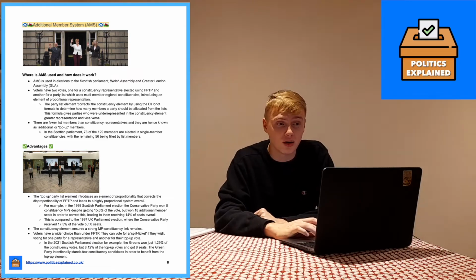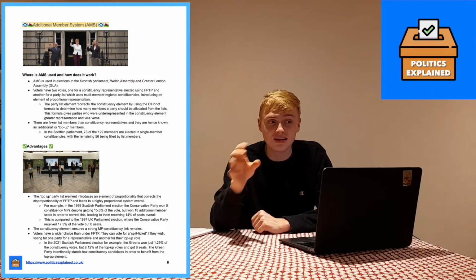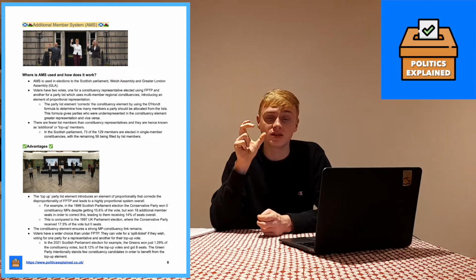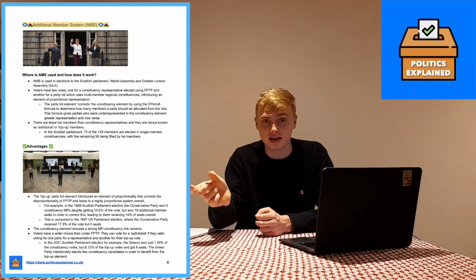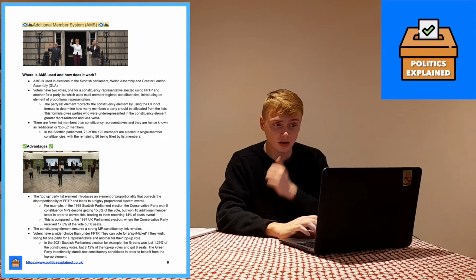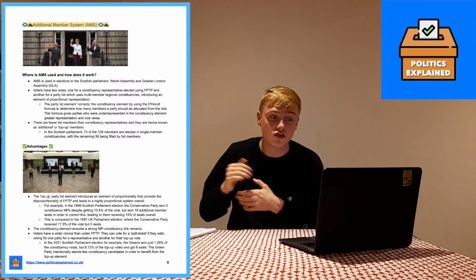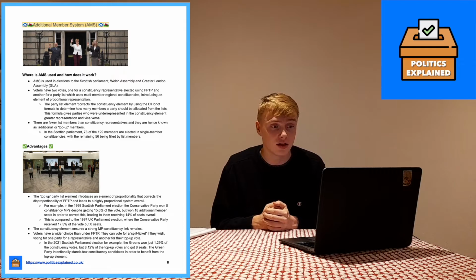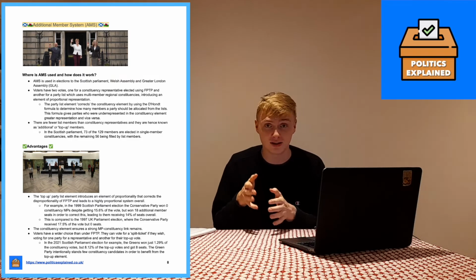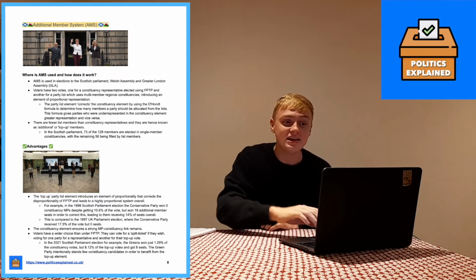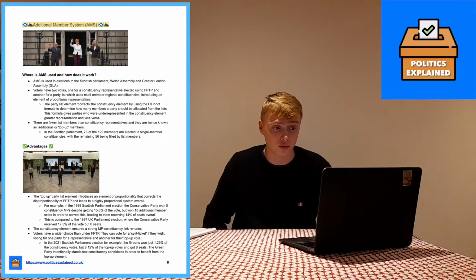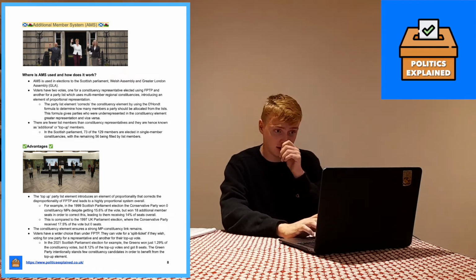So in the Scottish Parliament you have 129 members, 73 of which are constituency members and 56 of which are list members. The advantage of this is that the top-up party list element introduces an element of proportionality that corrects the disproportionality of first past the post that I was just talking about, right? And leads to a very proportional system overall. So you can see that in this example.